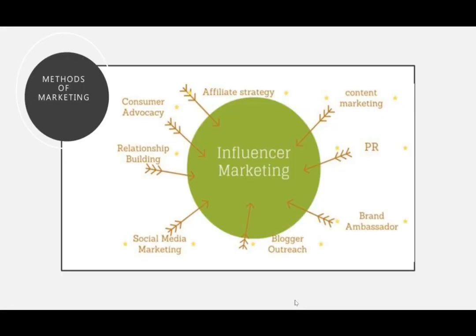Once you've got your influencers, then you also have to think, okay, how can I use them? There are many options. It's customer advocacy programs, relationship building, affiliate strategies, content marketing, that's the biggest one. Influencer marketing is also useful for your public relations. And then building brand ambassadorship programs. You can do blogger outreach and social media marketing, which is another big one. So the biggest ones at the moment for influencer marketing are your content marketing strategy and your social media marketing. And then also blogger outreach, depending on what kind of business you are.